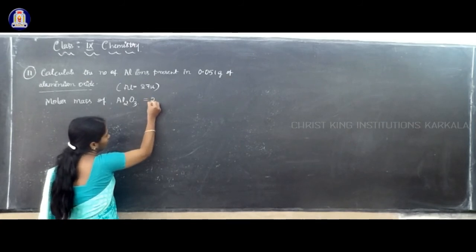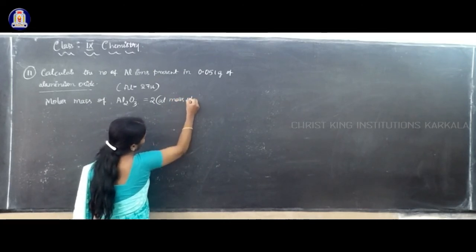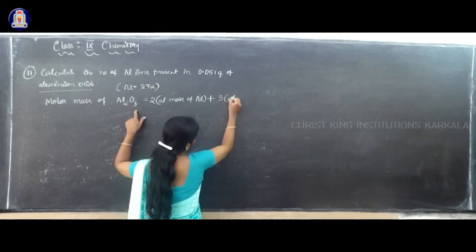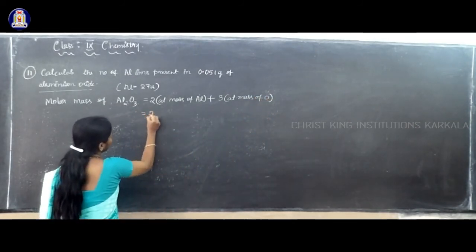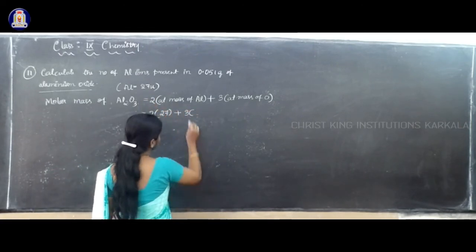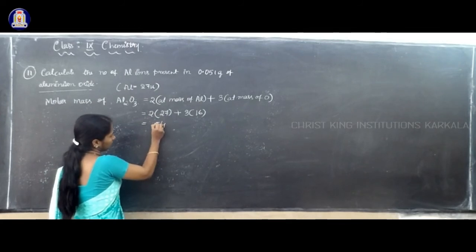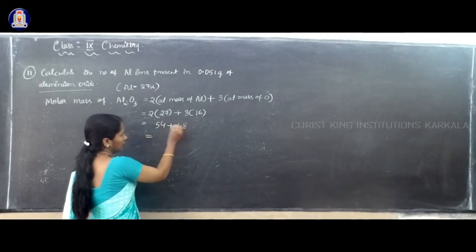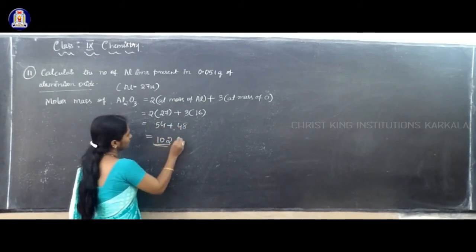So, which is equal to 2 into the atomic mass of aluminium, plus 3 into the atomic mass of oxygen, which is equal to 2 into 27 plus 3 into 16, which is equal to 54 plus 48, which is 102 gram.